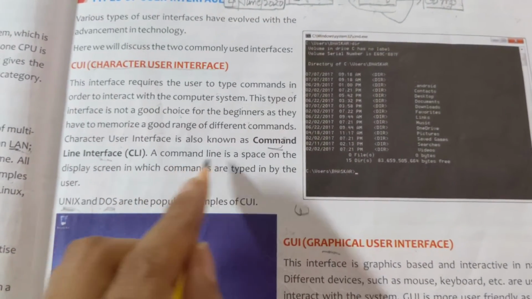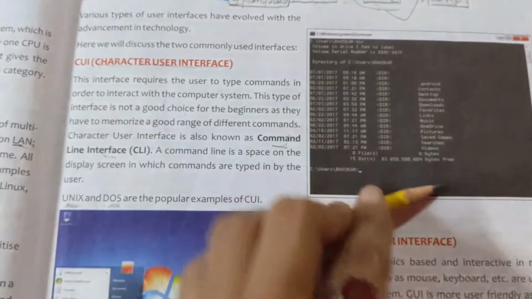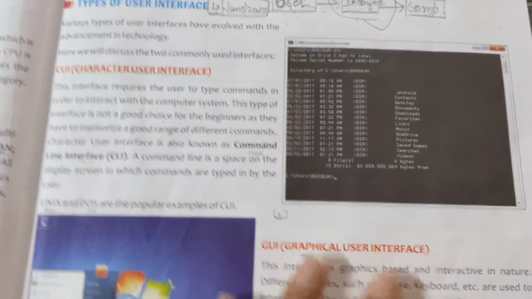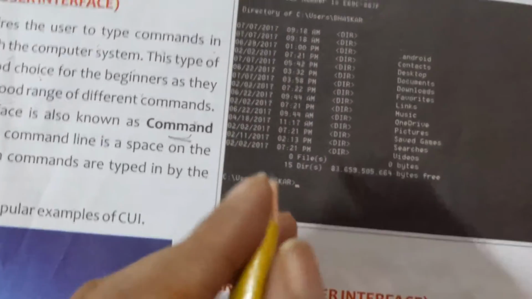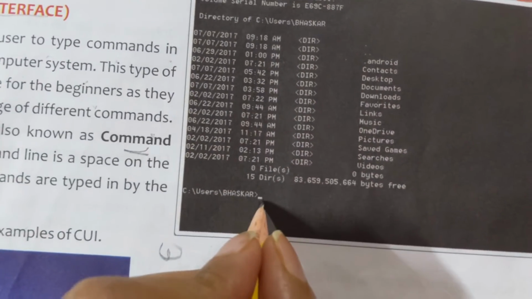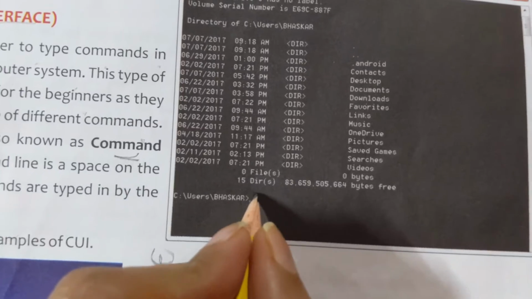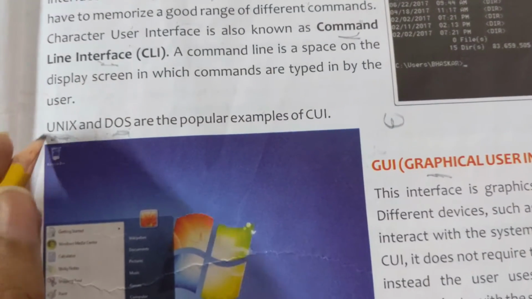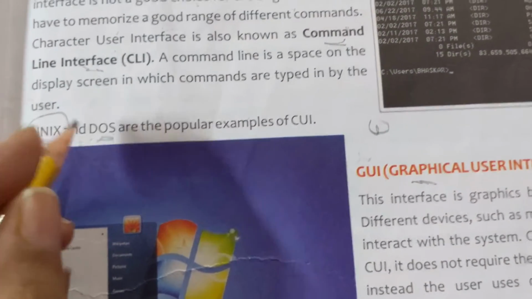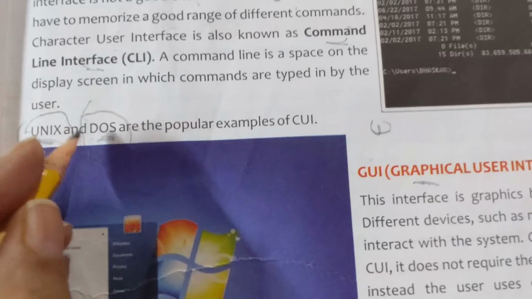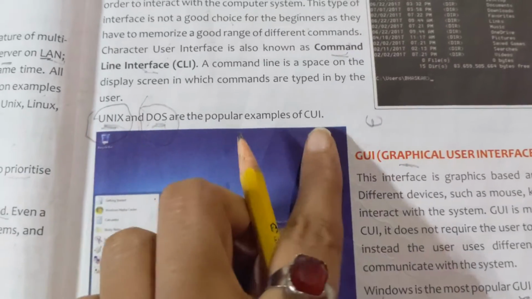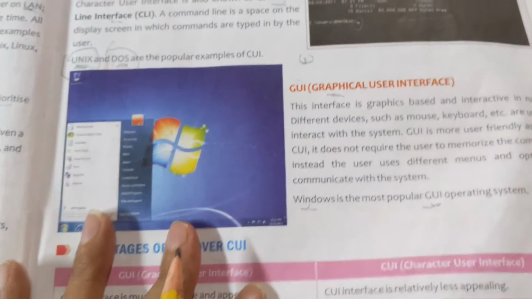So a command line is a space on the display screen in which commands are to be typed by the user. Here there is a cursor, and this cursor is waiting for you to enter the command. Clear? So there are two examples. Number 1 is Unix and number 2 is DOS. DOS is a disk operating system. These are the two common examples of the CUI operating system.